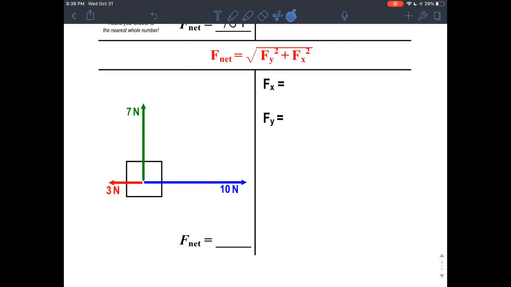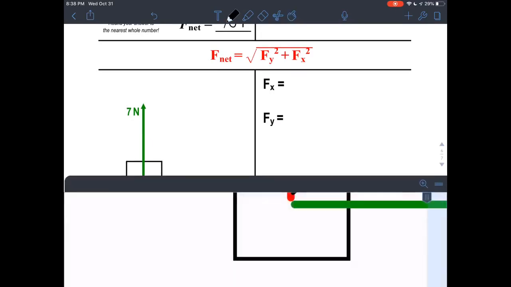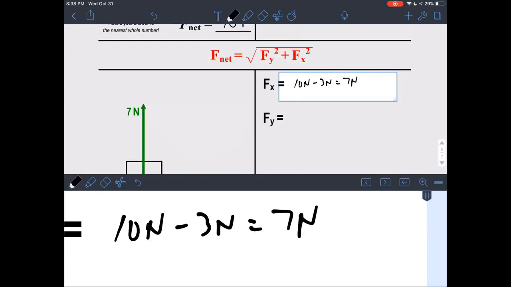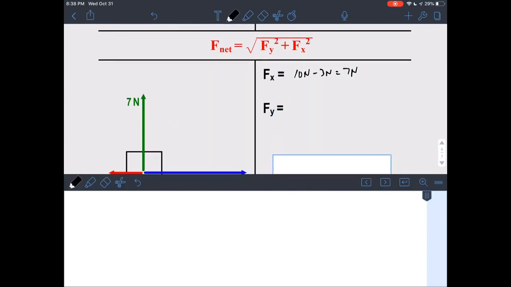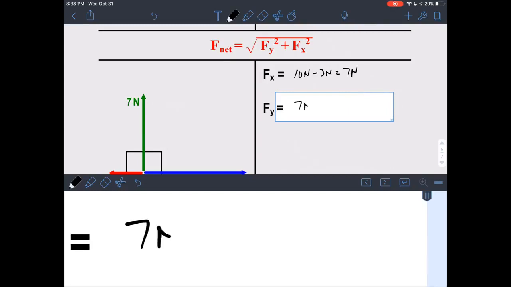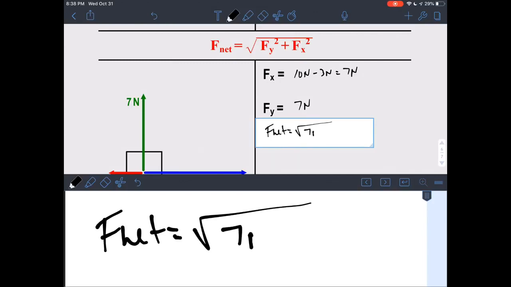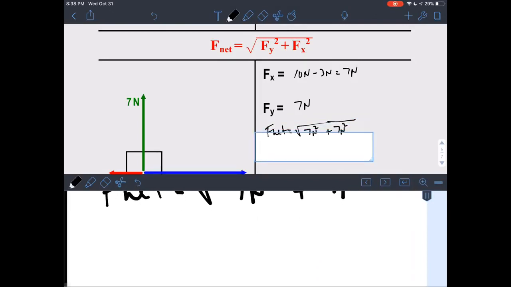So for this one now, we have 10 newtons to the right, 3 newtons to the left. So we'll go ahead and isolate those horizontally. We will take our 10 newtons and subtract our 3 newtons. And that ends up being, yet again, 7 newtons, this time to the right. And our vertical force is just 7 newtons up. So this should look pretty familiar. We have a net vertical force of 7 newtons, so we're going to take 7 newtons squared, and we have a net horizontal force of also 7 newtons, so we're going to square our 7 newtons.